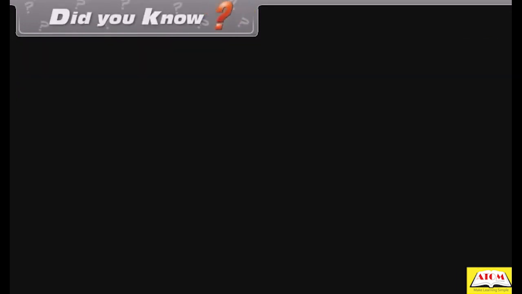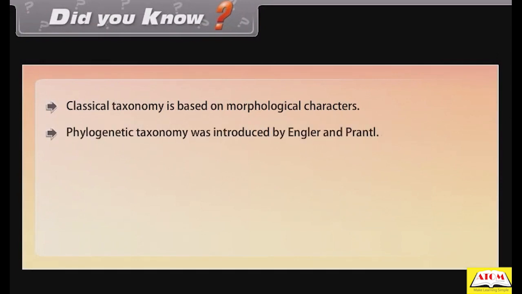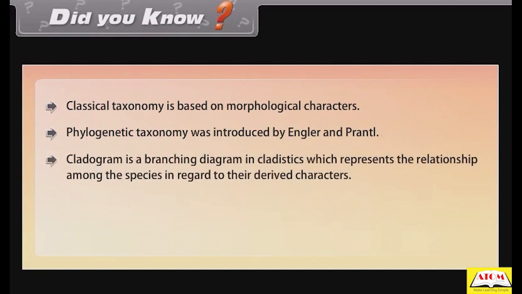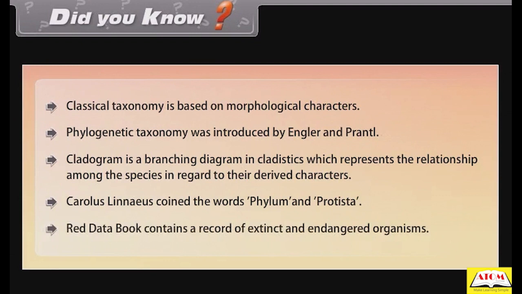Did you know? Classical taxonomy is based on morphological characters. Phylogenetic taxonomy was introduced by Engler and Prantl. Cladogram is a branching diagram in cladistics which represents the relationship among the species in regard to their derived characters. Carolus Linnaeus coined the words phylum and protista. Red Data Book contains a record of extinct and endangered organisms.